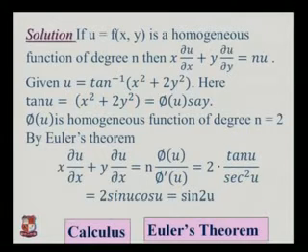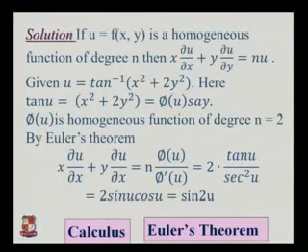First of all, our question is to state Euler's theorem. So here our Euler's theorem is: if u is equal to f of xy is a homogeneous function of degree n, then x del u by del x plus y del u by del y is equal to nu.